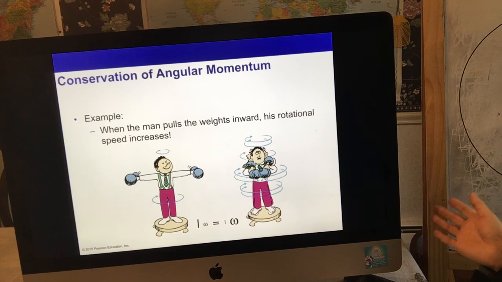When he or she extends the arms, the rotational inertia is bigger, so the initial angular speed is smaller. But since the angular momentum is conserved, when he or she pulls the arms in, the rotational inertia becomes smaller, and the angular speed automatically becomes bigger. So that's another example of the application of the angular momentum conservation principle.